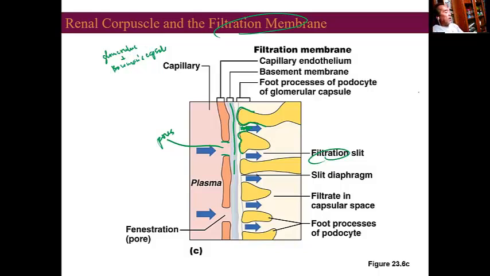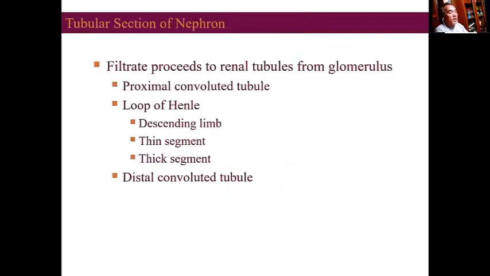This is the description of what the filtration slit is. It minimizes the opening, so it controls big molecules passing through. That's the reason why proteins cannot pass through those slits. If proteins are directly visible in your urine, that's called proteinuria, which is abnormal. It means your kidney's filtration system is damaged because it allows proteins to go through. You don't want proteins to pass through because proteins are held inside your plasma.